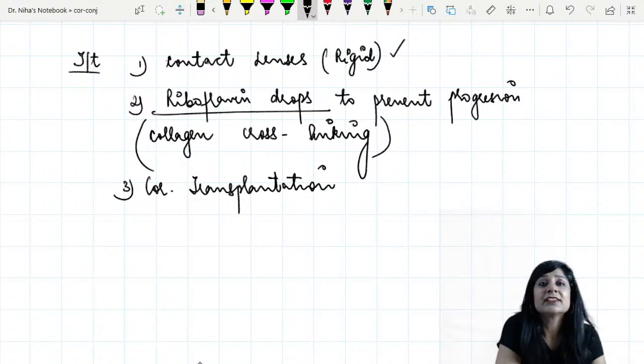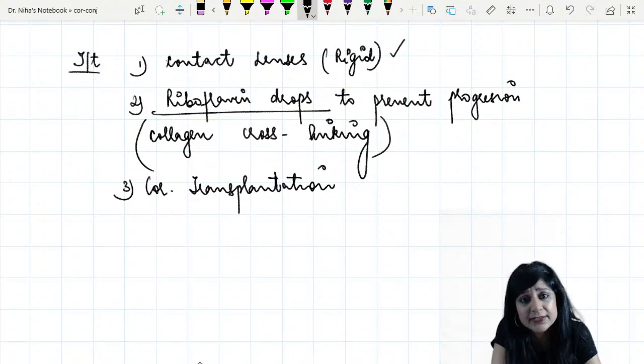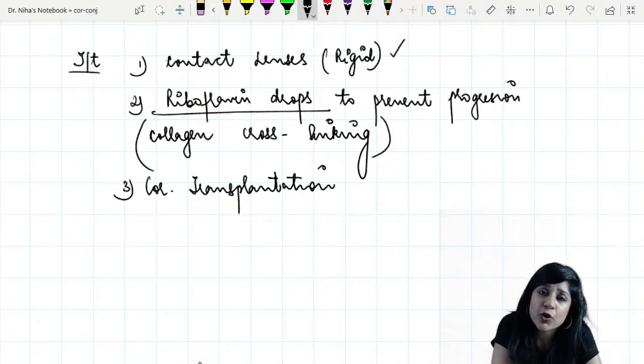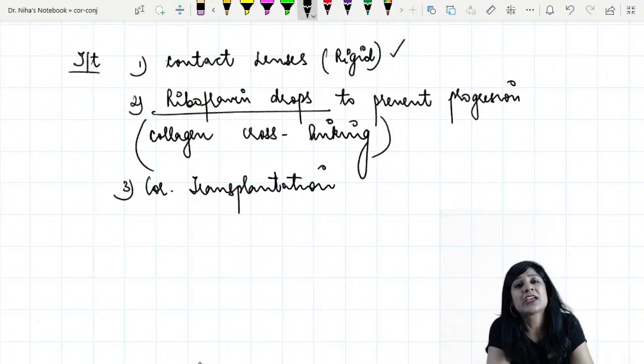So guys, we have come to the end of this session. I hope you enjoyed this session. You have understood all the comparisons between the different corneal layers as well as the different kinds of corneal ulcers. So we have done with the conjunctiva and cornea.